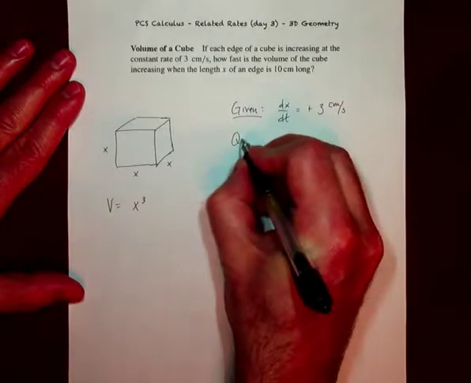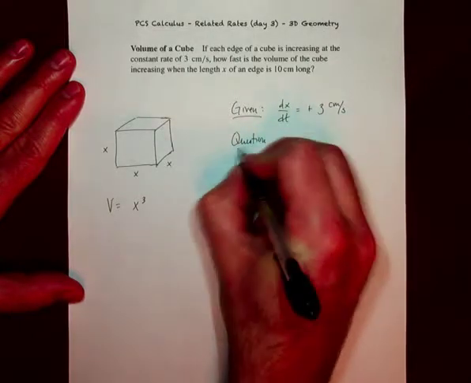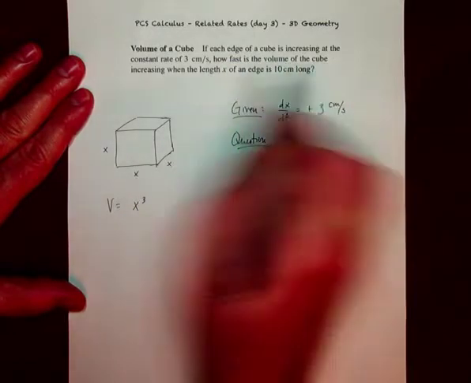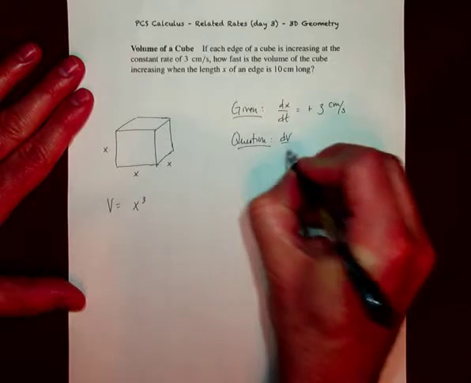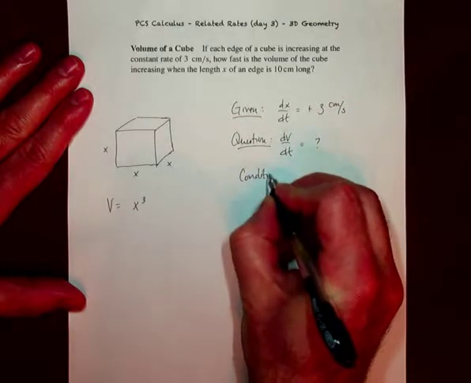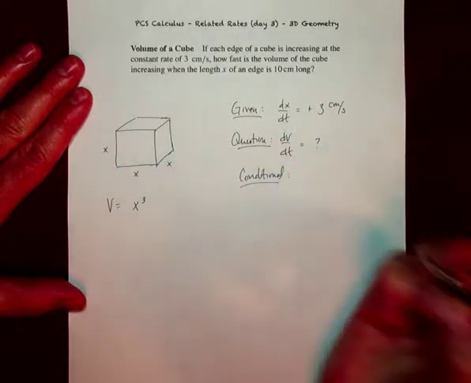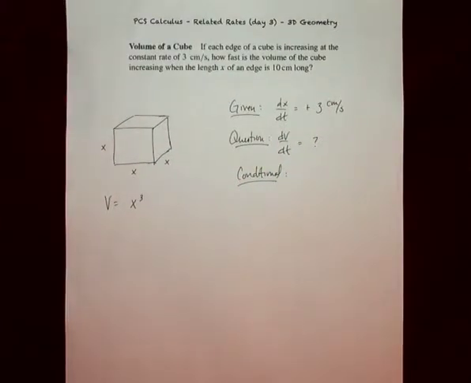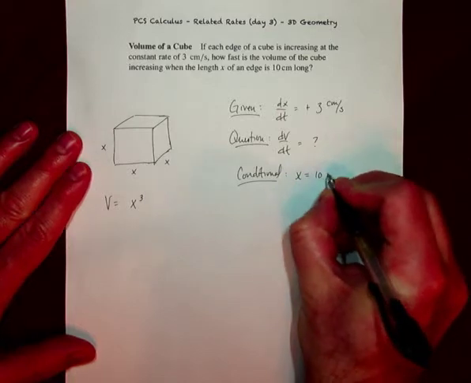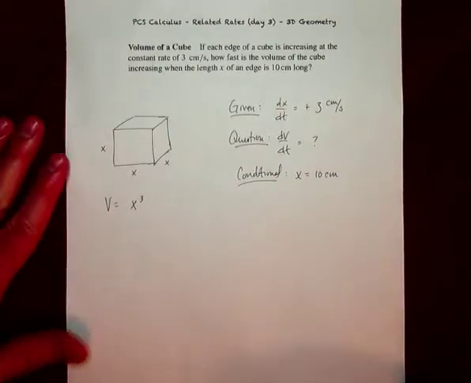All right, let's identify what question is being asked, what we're being asked to find. How fast is the volume of the cube increasing? So we're being asked for dV/dt. Now, conditional information, right? The information that is not always true, but is the moment at which we're being asked for this given, is of course when the side is 10 centimeters long. So we're looking for when x is equal to 10 centimeters. Okay, well that's all well and dandy.